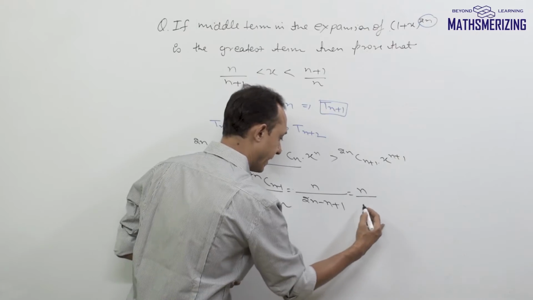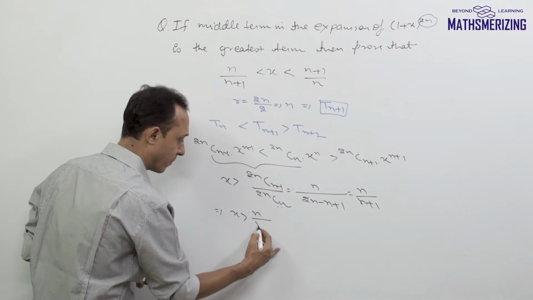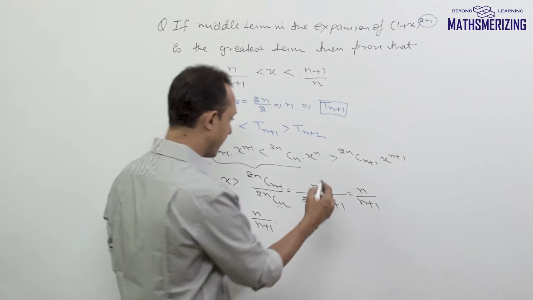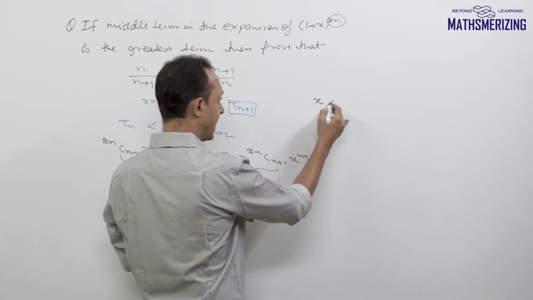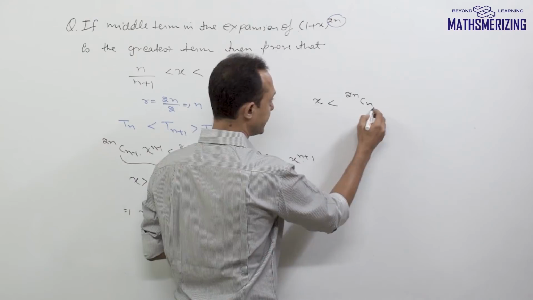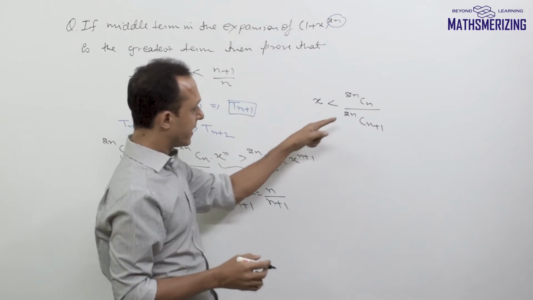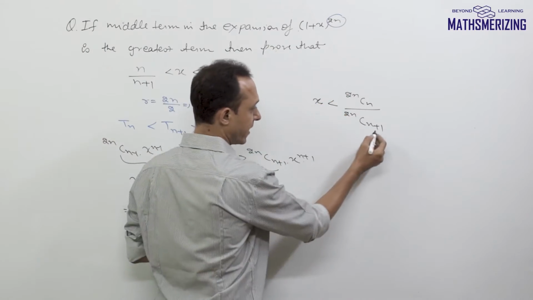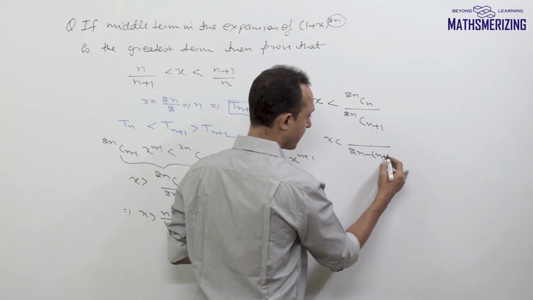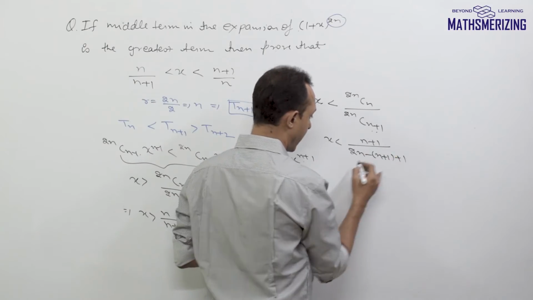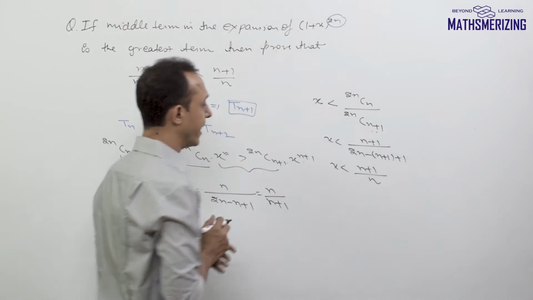So this value will be n upon n plus 1. So here the condition I'll get is the value of x should be greater than n upon n plus 1. Now if I take these two conditions, here again x will cancel, so I'll get x should be less than 2nCn upon 2nCn plus 1. Now here again r and n are the same, r differs by 1, and this is greater, so I'll write x is less than (n minus r plus 1) upon r. So x should be less than n plus 1, and here 1 and 1 will cancel, so I'll get n plus 1 upon n.